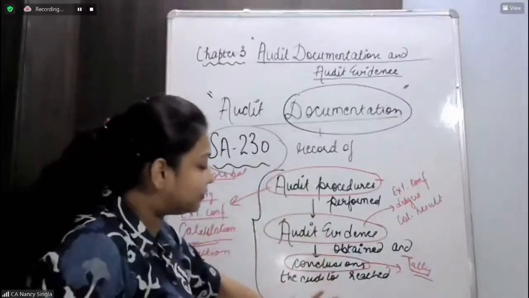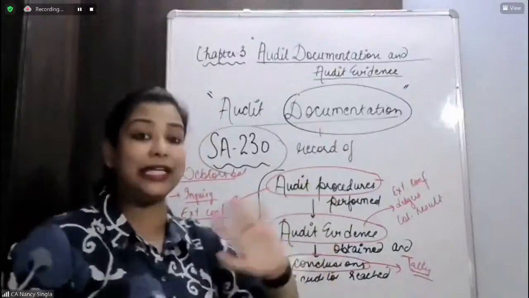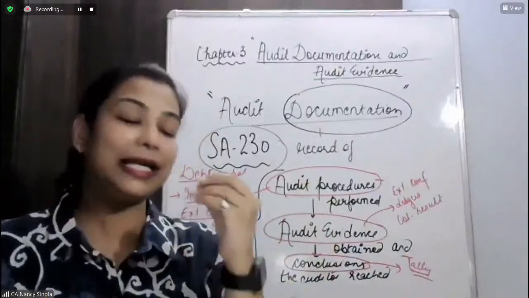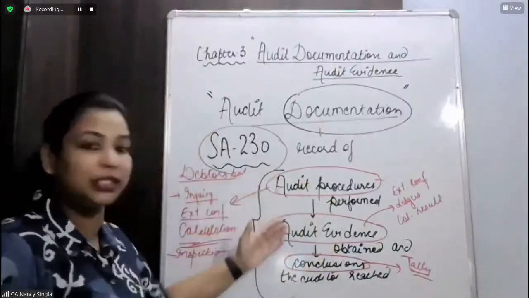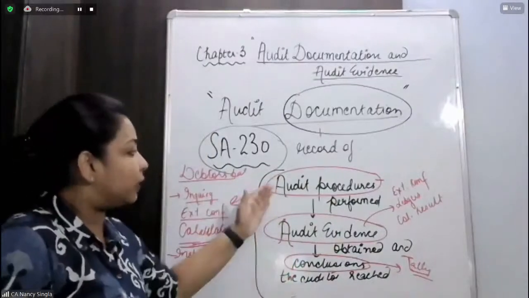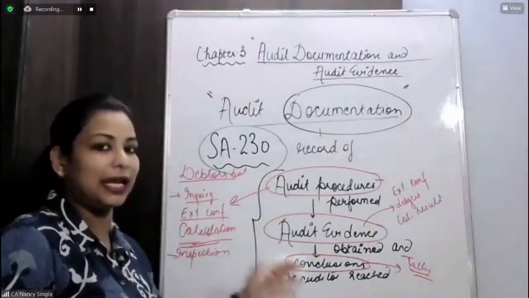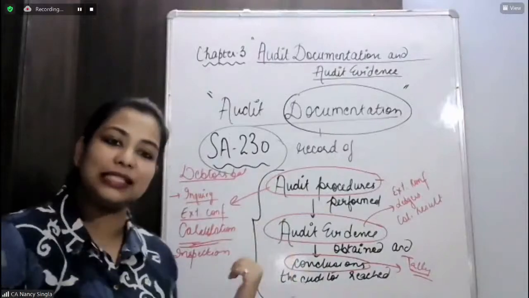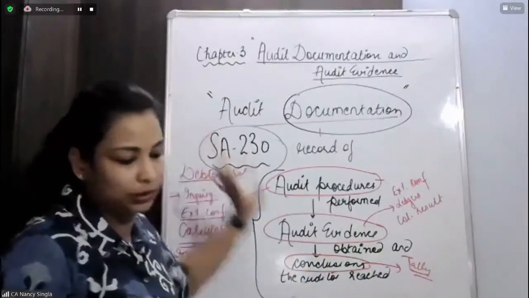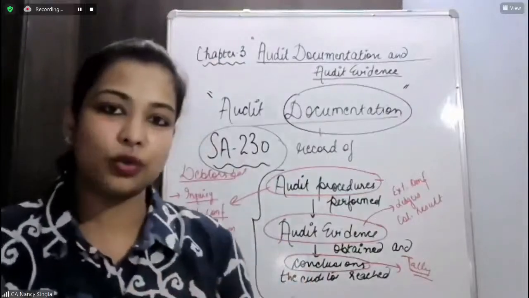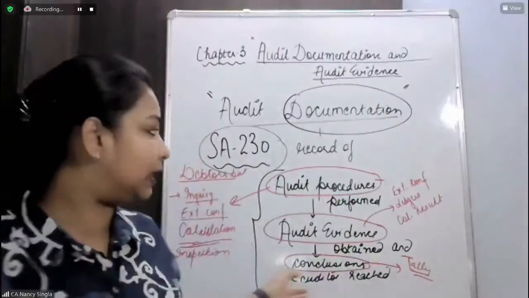So far we have just understood, and I expect that you are able to learn at least the keywords of this definition, which is audit procedures, audit evidence and conclusions. And where is this definition given? This is given by SA 230. So clear so far? Clear?